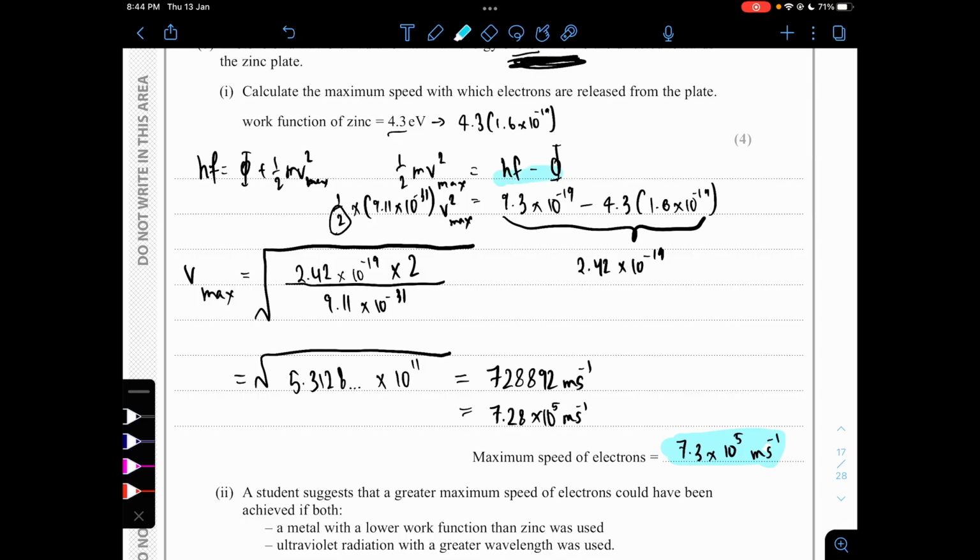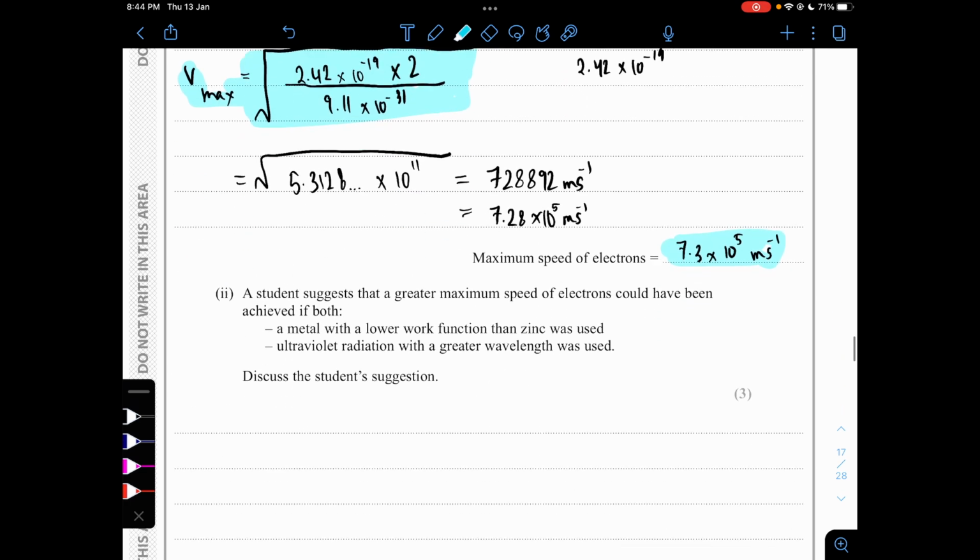That's 1 mark for hf minus the work function, 1 mark for converting this into joules, and 1 mark for calculating the Vmax over here. And that is it. Let's move on to part II.